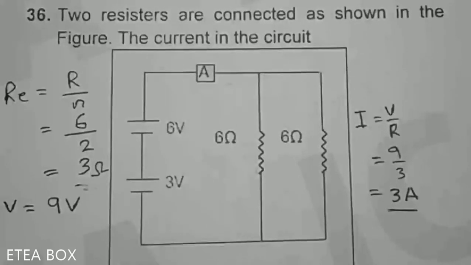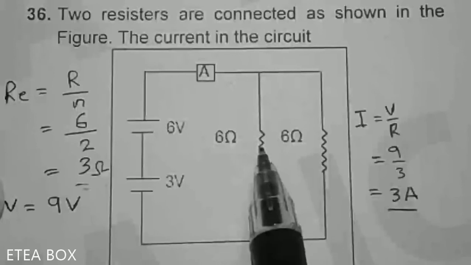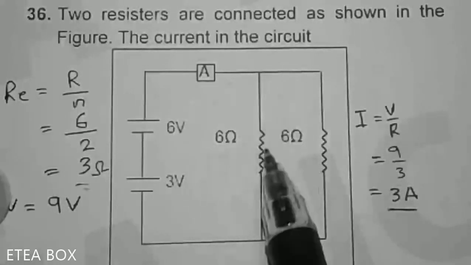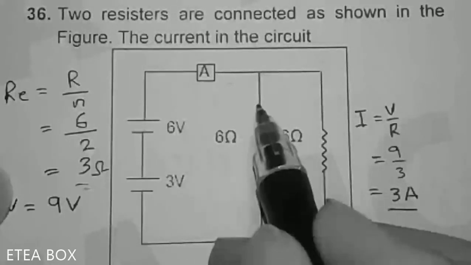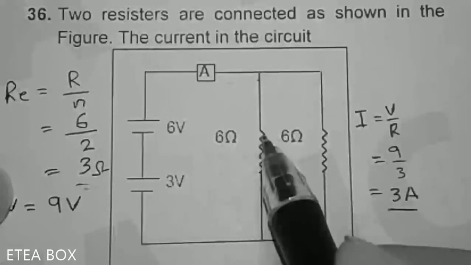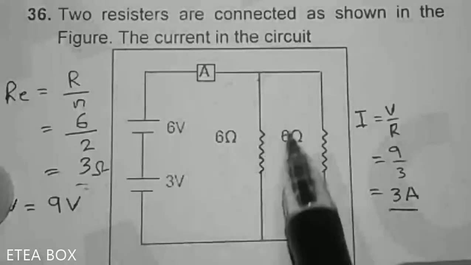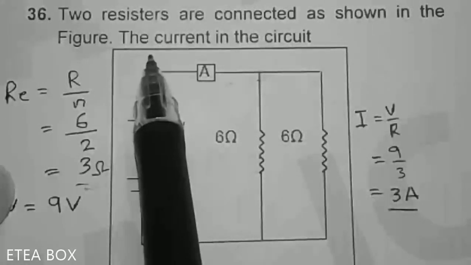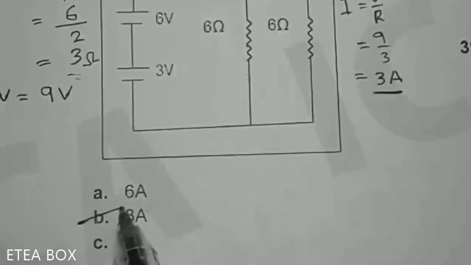But if it was like this, that to find the current in an individual resistor, okay, for individual resistors, then the current would be divided here and it will be 1.5. Like if the current in this one, only in this one, will be 1.5, because the current will be equally divided here. But now the required is the current in the whole circuit. The current in the whole circuit is 3 ampere. Look here, option B is correct.